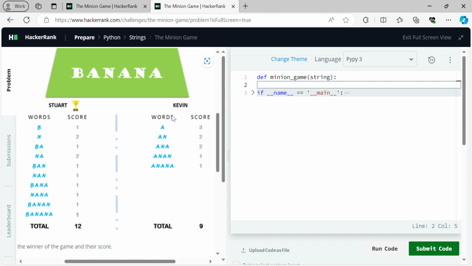Coming to Kevin's case, he gets only 9 points because here he starts with A: A is 1, AN is 2, ANA is 3, ANAN is 4, ANANA is 5. So by starting with A, 5 are there. Here again A is there: 1, 2, 3, so 3 are there. 5 plus 3, 8. And again A is in the last position, so it is only one substring. So total 9. In this way we calculate by seeing how they get substrings.